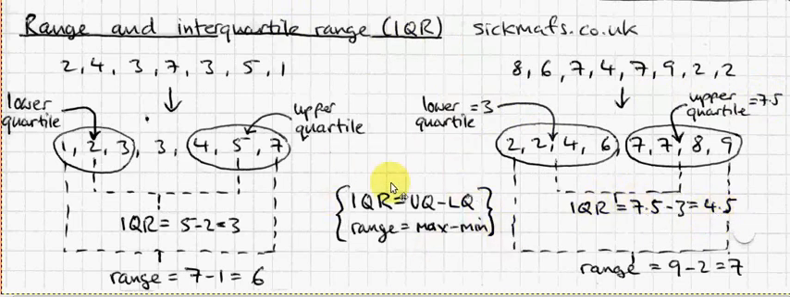I suppose you should look at this as well. This is the rule: interquartile range is upper quartile take away lower quartile. Did I really need to write that? I suppose I did. And nothing else to say, I think. Yep, nothing else.